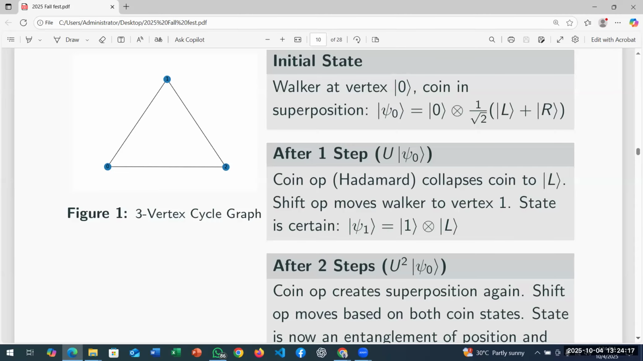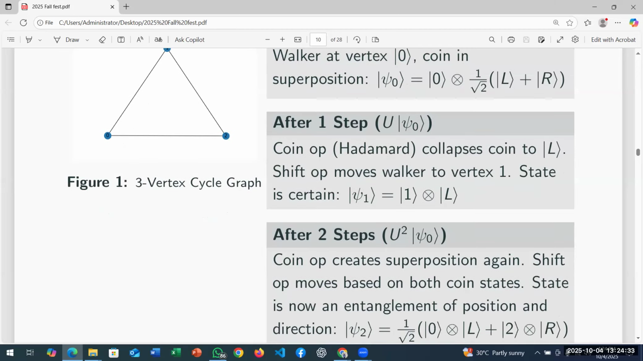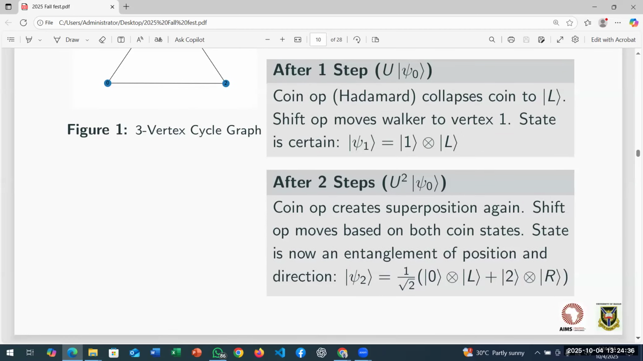Meaning that I'm no longer on state 0. I'm now on state 1, which gives us this tensor product between 1 and the result of my coin operator. Now, if you want to move further, this is step 2. The whole process will still be repeated in order to move from that state and continue, and so on and so forth.